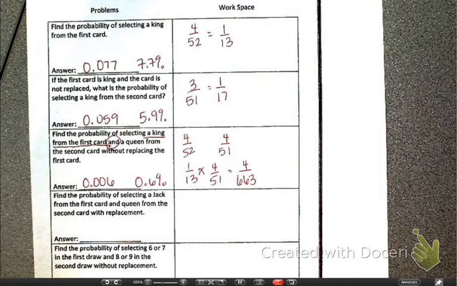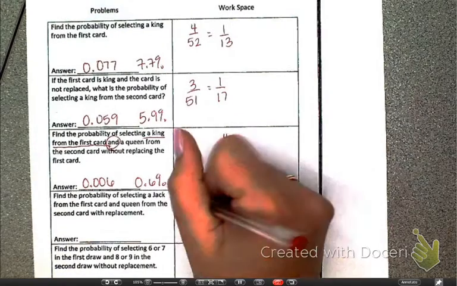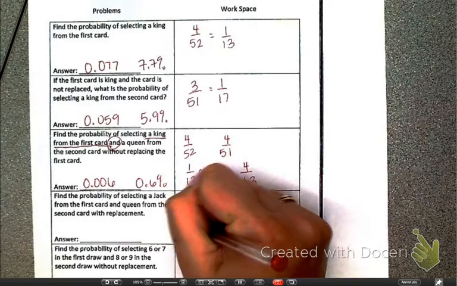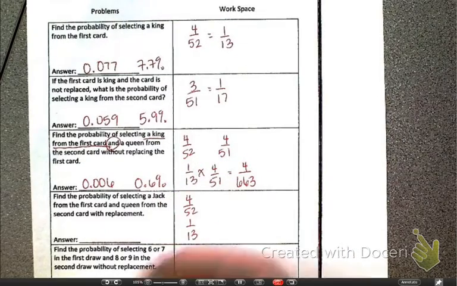Okay, well I select, and then I have to replace it. With replacement. So you have to have a jack. So wouldn't we just do 1/13 times 1/13? Okay, what is the probability of selecting a jack? 1 out of 13. Or 4 out of 52, which reduces to 1/13. Everyone agree with that? Yeah.